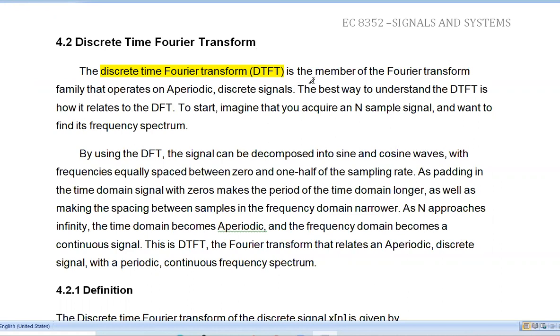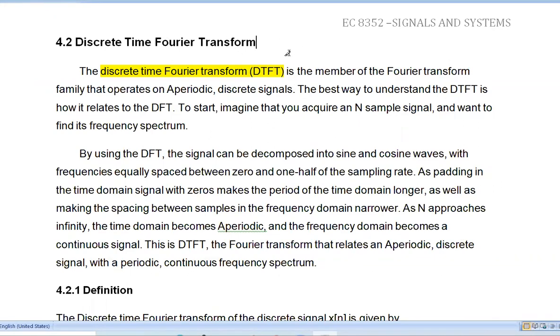Today's video we are going to discuss the topic discrete time Fourier transform. In the second unit we discussed the Fourier transform, that is the continuous time Fourier transform. You are familiar with that. What is the use of the continuous time Fourier transform? It is used to analyze continuous time signals and continuous time systems.